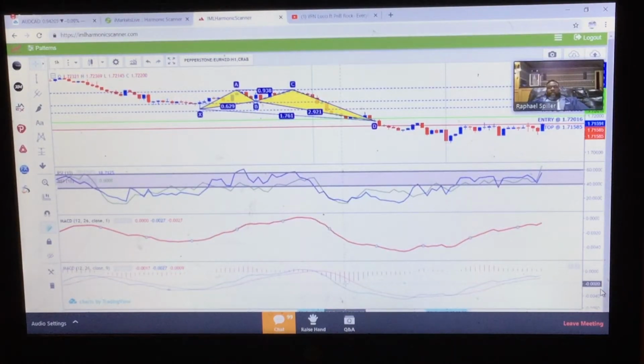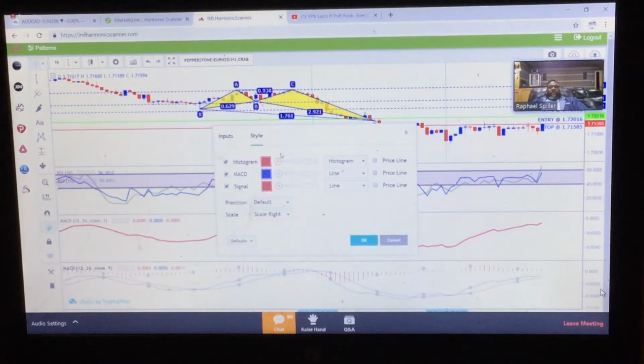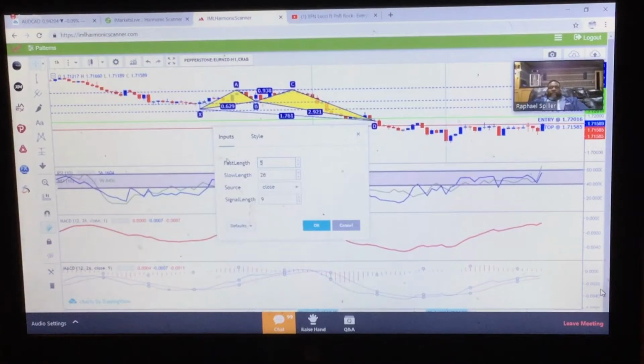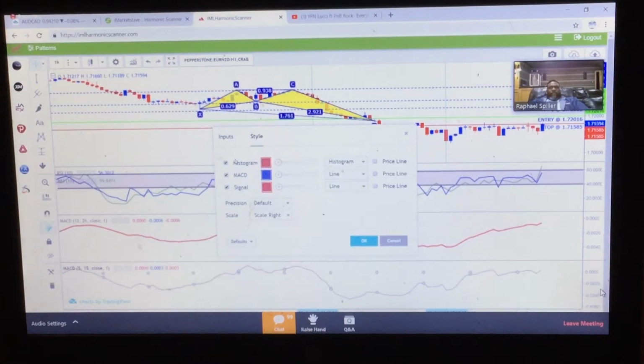Okay, so let's go back up to this MACD. Let's do the second MACD. Let's go to the inputs. We're going to change it to 5, 15, and 1. Then we're going to go to style.